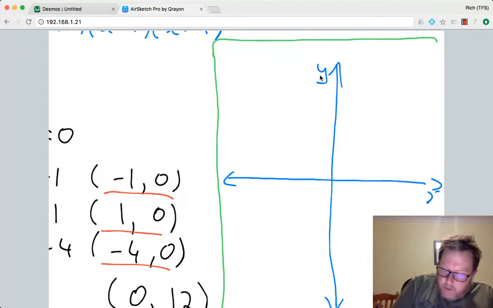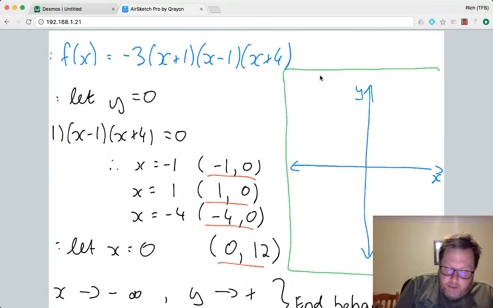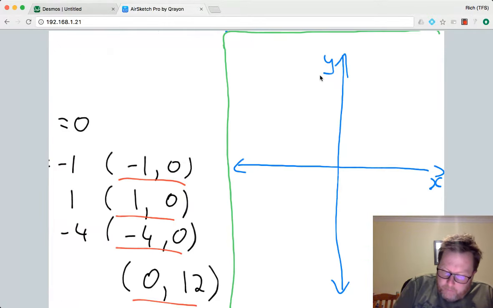Label my axes, y and x. Okay, so step number 1, put all the intercepts in. So we've got x equals -1, x is equal to 1, and x is equal to -4. We've also got a y-intercept at 0, 12, so it's going to be up here somewhere. I'm definitely not drawing this to scale.